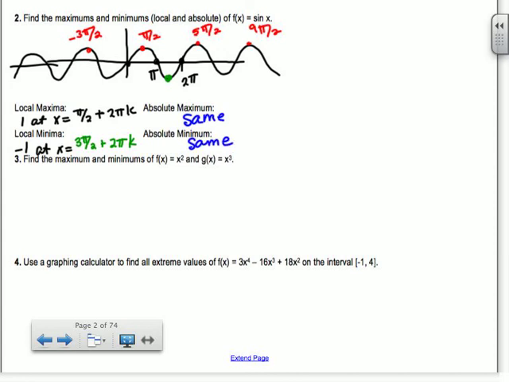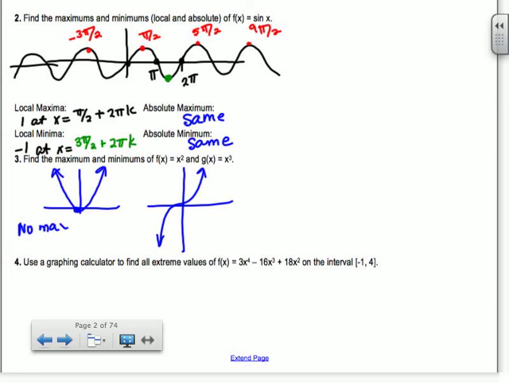All right, number 3. So find the maximum and minimums of f of x equals x squared and g of x equals x cubed. Here's what our two graphs look like. So for x squared, do we have a maximum? Right, no max. And then we have a local and absolute min of 0 at x equals 0. Okay, how about x cubed? Yep, no max or min.